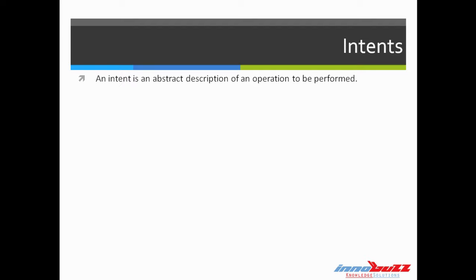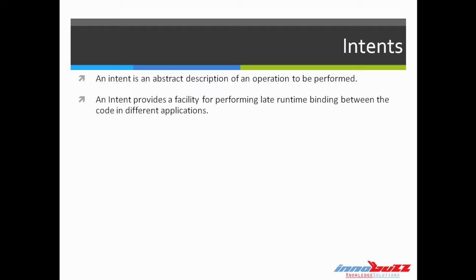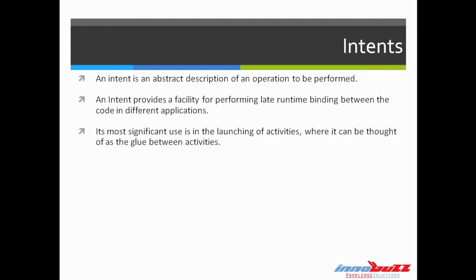Intents. An intent is an abstract description of an operation to be performed. An intent provides a facility for performing late runtime binding between the code in different applications. Its most significant use is in the launching of activities, where it can be thought of as a glue between activities. There are two primary forms of intents: explicit intents and implicit intents.